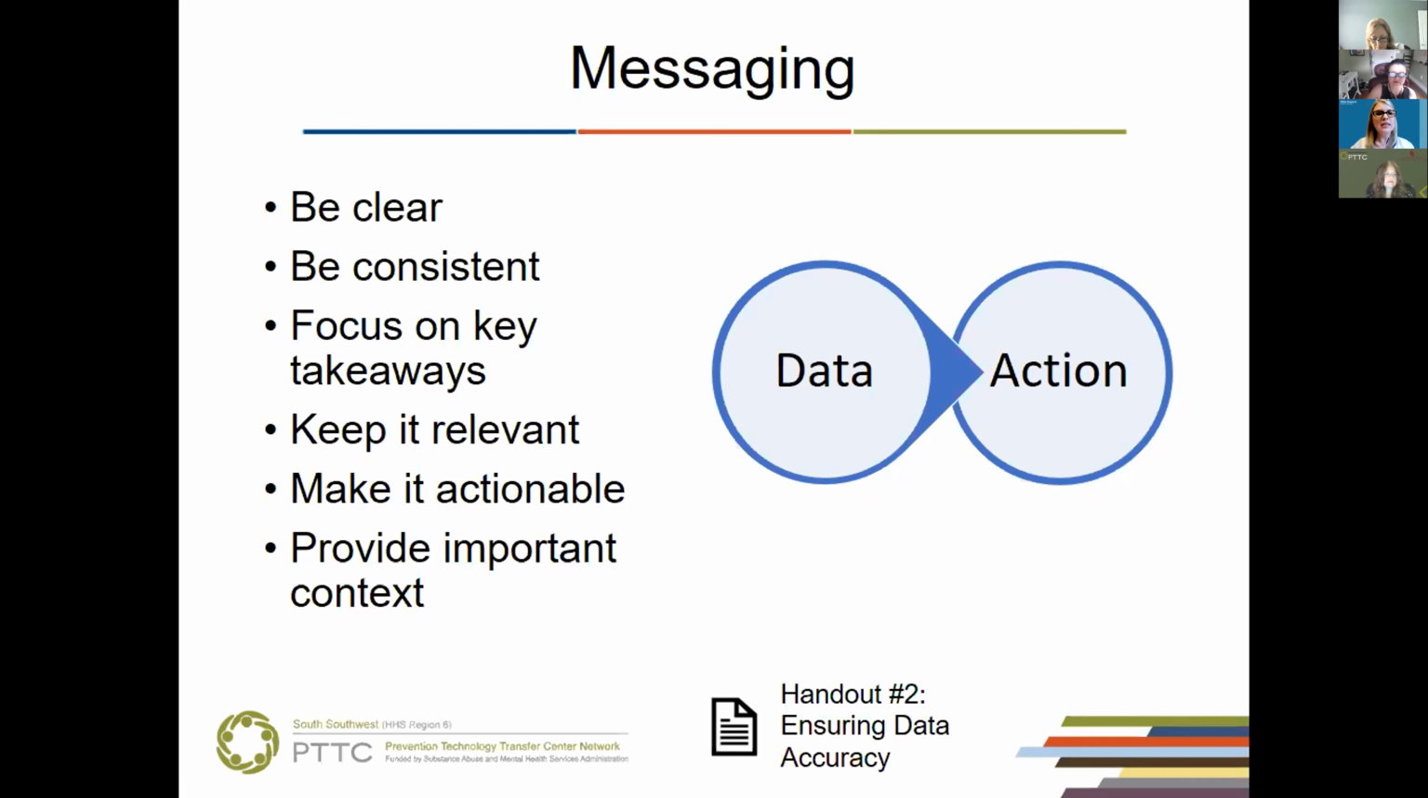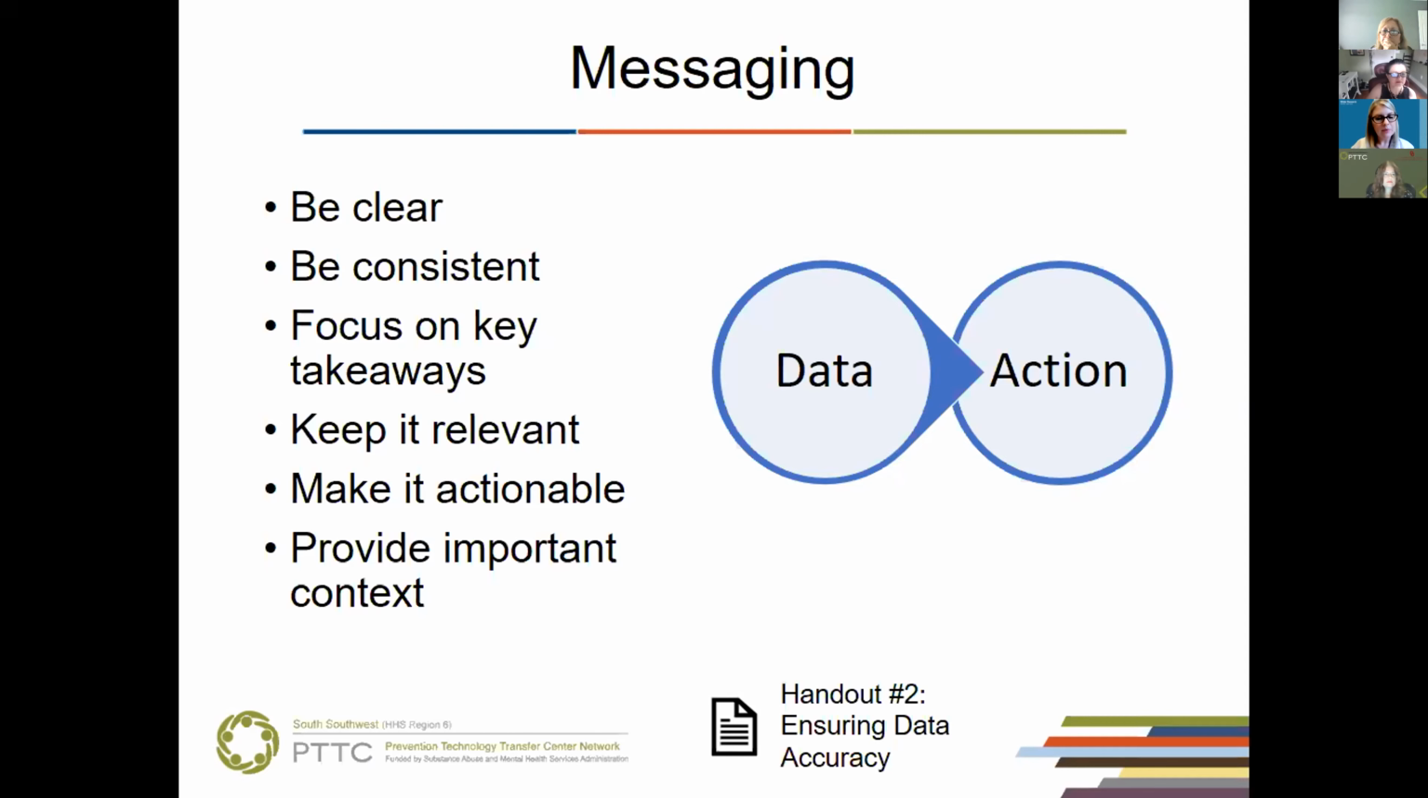It's helpful to focus on your key takeaways. So what do you want somebody to do with this information? What's the next step for them? Keeping it actionable. So make sure that they know how to carry that next step forward. What are some resources that they might need to tap into? What resources can you provide to support that work? And then provide important context. Again, things like why this particular data point matters, who it includes, who it's about, and who it's important to.